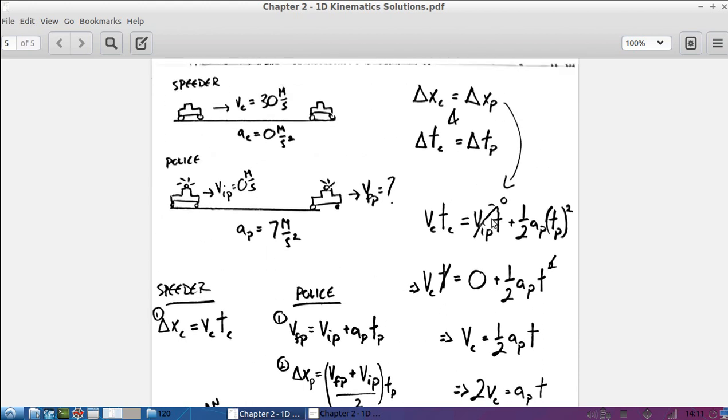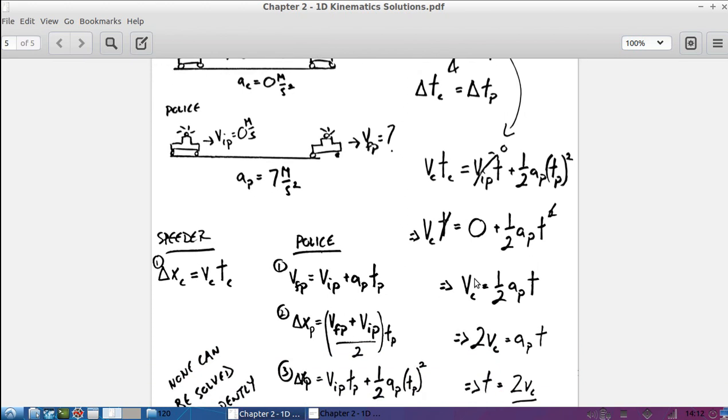So I can simplify this. I know the police car starts from rest, so that term right there, the v initial of the police car times time, that whole thing is equal to 0. Okay, so that thing goes away. That's very nice. So now I've got v sub c times t is equal to 1/2 the acceleration of the police car times t squared.